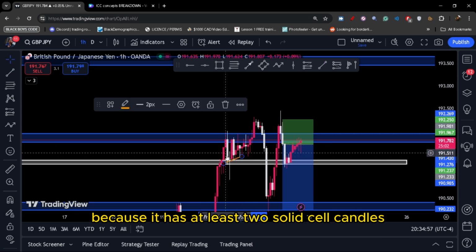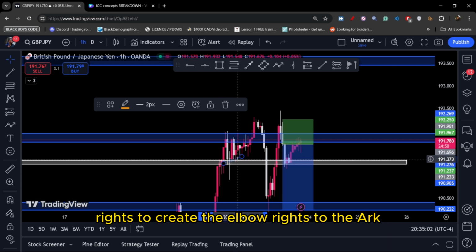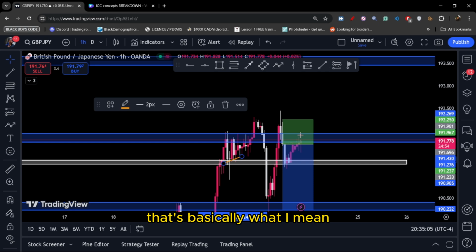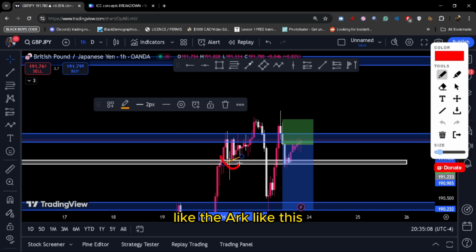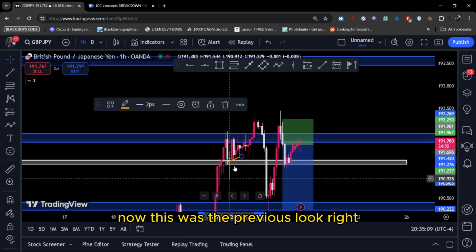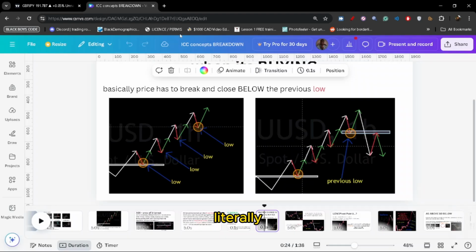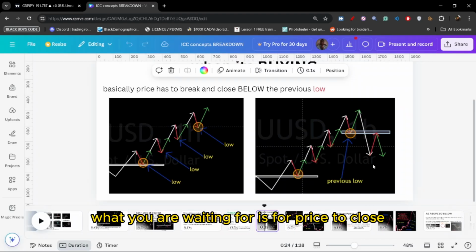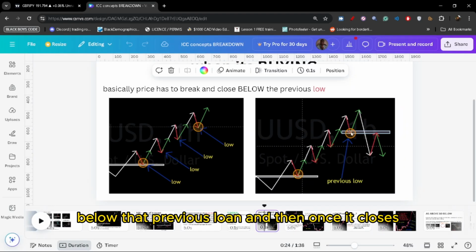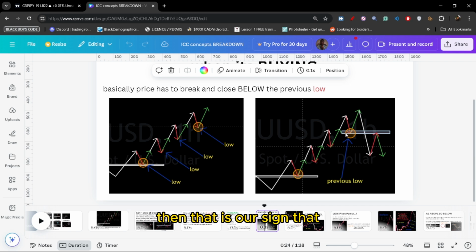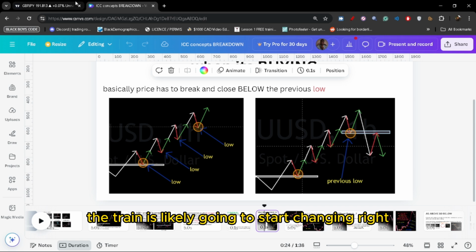Why? Because it has at least two solid sell candles to create the elbow, the arc essentially. That's basically what I mean, like the arc like this. Now, this was the previous low, and then price created a high here. When price created a high, what we are waiting for is for price to close below that previous low. And once it closes, that is our sign that the trend is likely going to start changing.